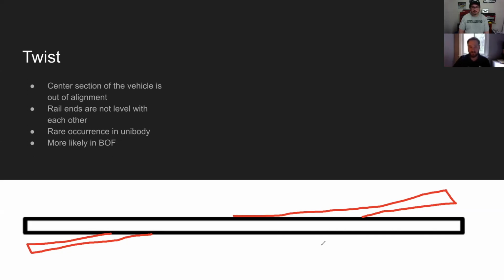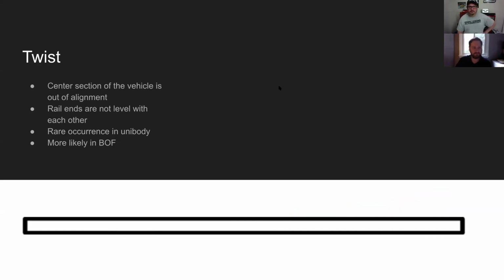And right at the center, the two parallel lines aren't even with each other. And you have a misalignment right at the center there. So that's a good dead giveaway of a twist condition. But again, you're gonna see it more likely in the body over frame vehicles. Door overlap's a good panel gap check for that one. So if on one side of the vehicle, both doors are pushed up or they're overlapping the top of the pillar there, most likely that's going to be a twist condition just because that center section is out of level.